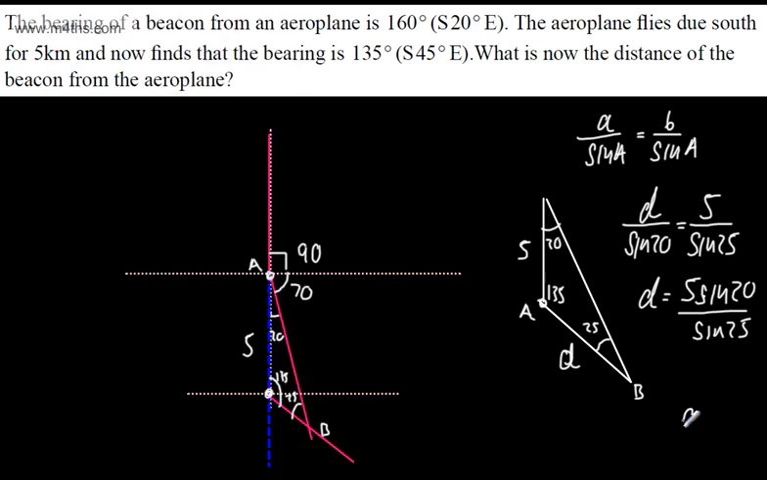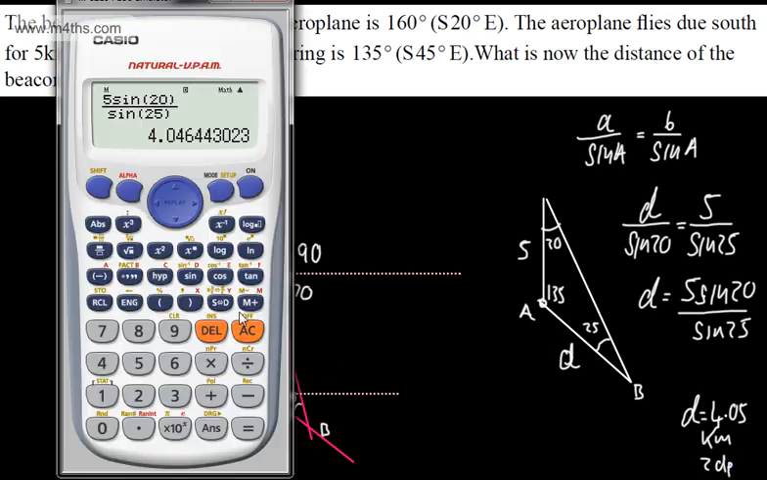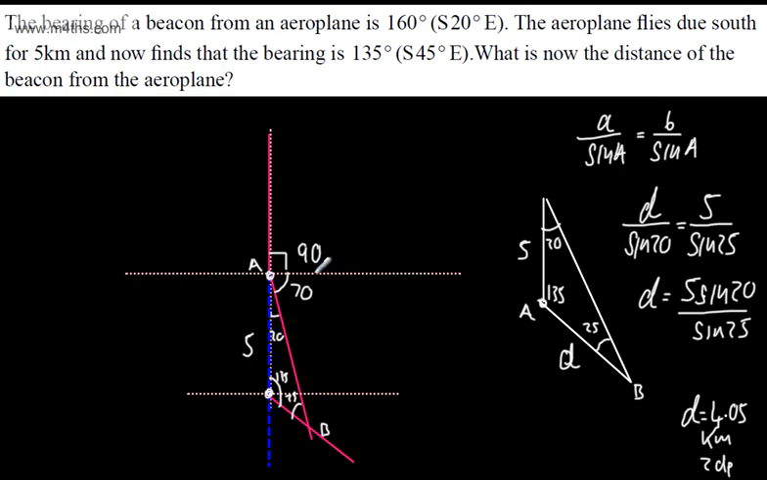And that is going to give me now that d is 4.046. So we'll say that 4.05. That's going to be kilometers, and that is given now to 2 dp. So 2 dp will be our answer. So there we go, 4.05. So that is the distance. So I've gone ahead and used now the sine rule on that particular one.